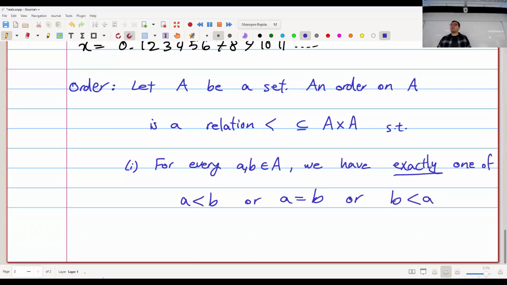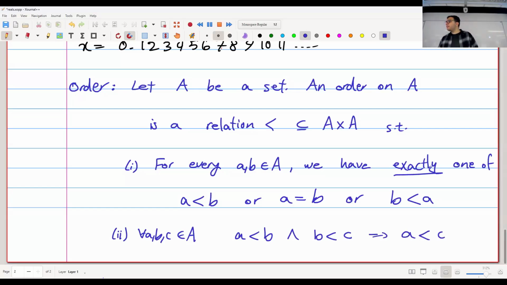So I want it to be a total order, basically. I want to be able to compare any element with any other element. And then the second thing I want is transitivity. So I want to say for every A, B, C in my set, if A is less than B and B is less than C, then A is less than C. Okay. And if I have a set with an order, I call it an ordered set.